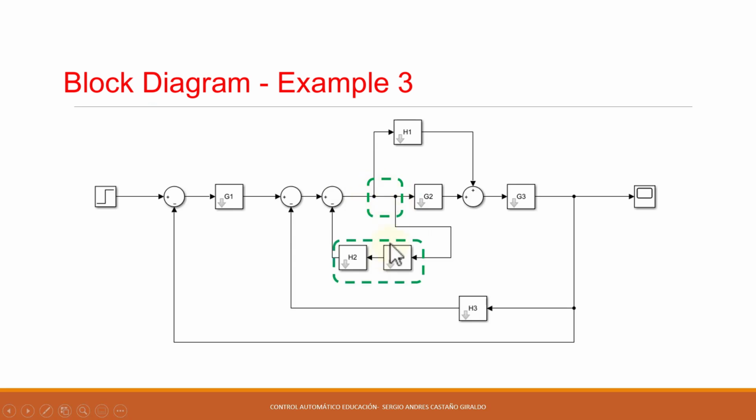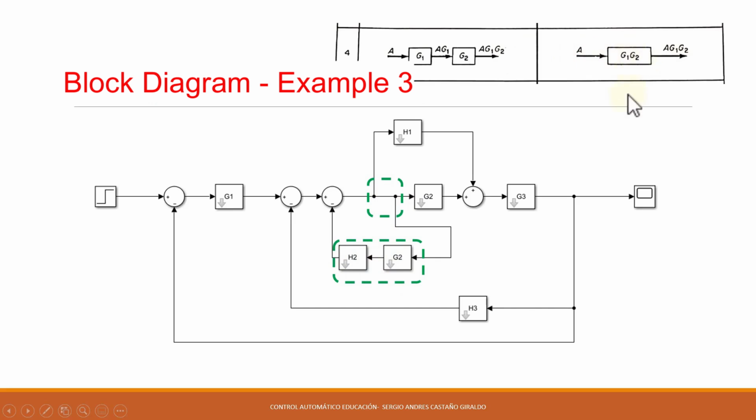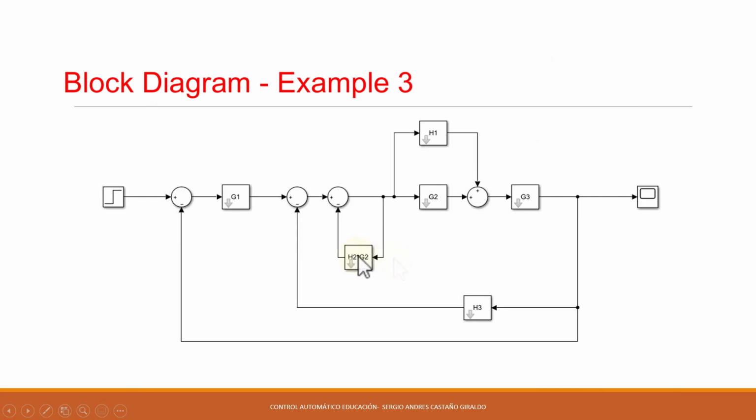Let's do that. And additionally, since we have two blocks in series, we know that we can combine them into a single block, which in this case represents a multiplication of H2 by G2. If we do that, we end up with our block of H2 times G2. And here we can see that I swapped the two branch points, and we can appreciate it more clearly as this block diagram is becoming more organized here.